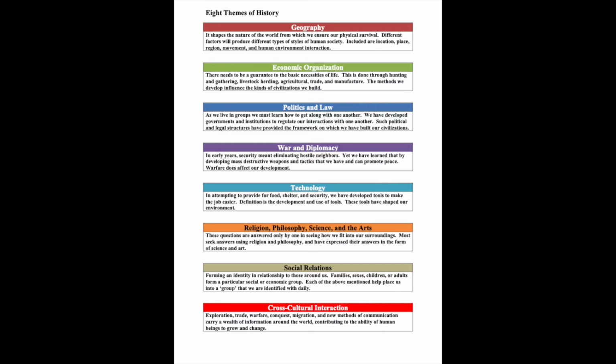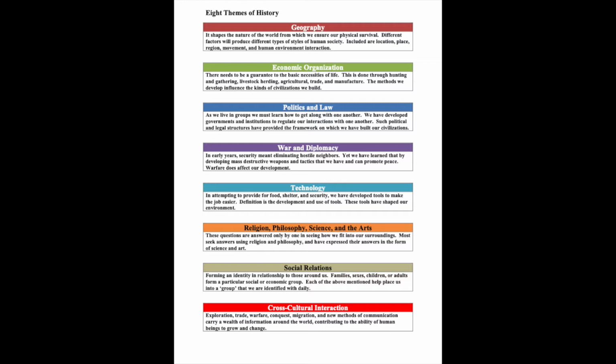Number six, we lump together as religion, philosophy, science, and the arts. And these are pretty much questions and answers. So, religion and philosophy are questions, and science and the arts would be your answers, or at least the form of answers. Religion is a belief, philosophy is questions, science is a theory, and of course, the arts is an expression. Number seven was social relations.